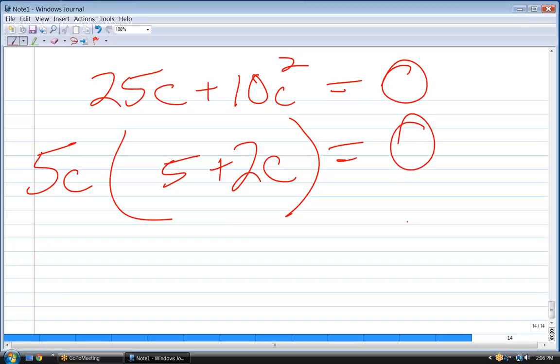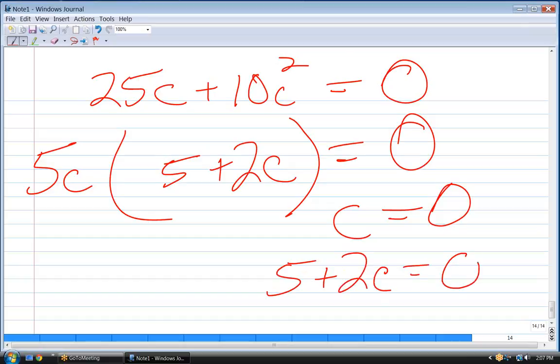Now what are my two solutions? c is equal to 0, and then c is equal to negative 2/5. Good. No, not good. Almost. Let's write it out. That's one of the reasons I think it makes sense to write it out. By writing it out, I mean starting from this step here.